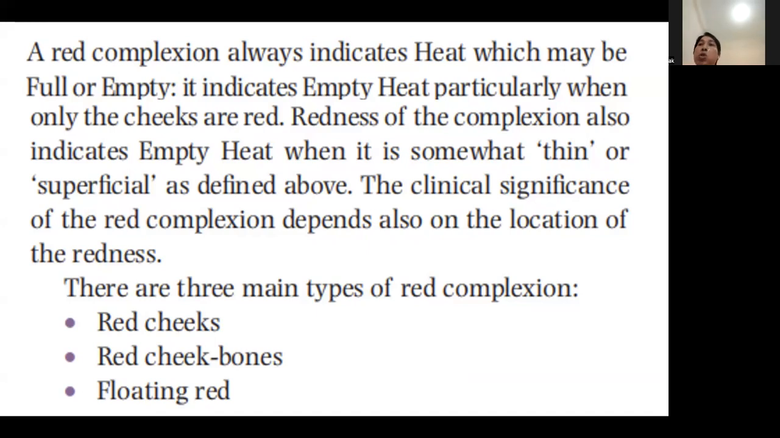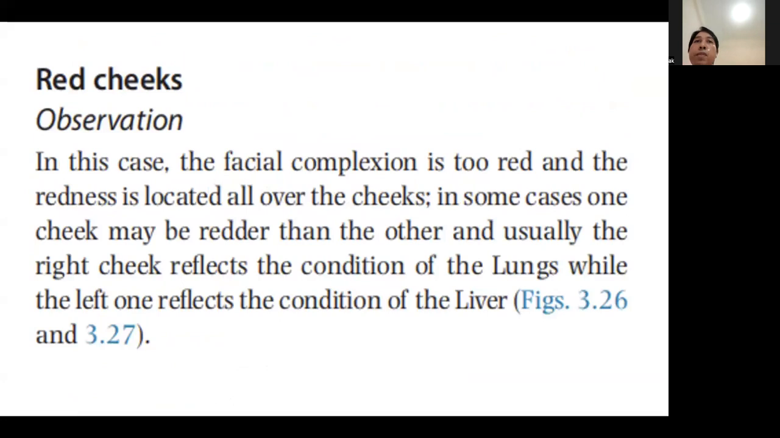There are three main types of red complexion. One, red cheeks. Two, red cheekbone. Three, floating red. On red cheeks, in this case, the facial complexion is too red and the redness is located all over the cheeks. In some cases, one cheek may be redder than the other, and usually the right cheek reflects the condition of the lungs, while the left one reflects the condition of the liver.